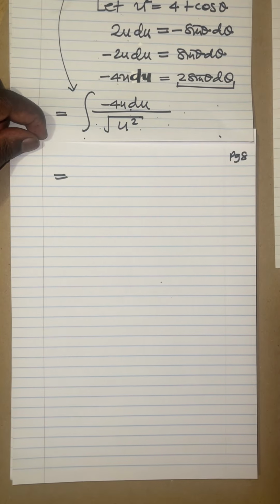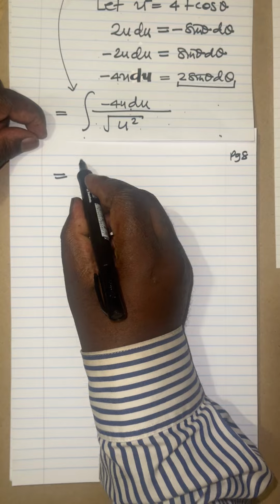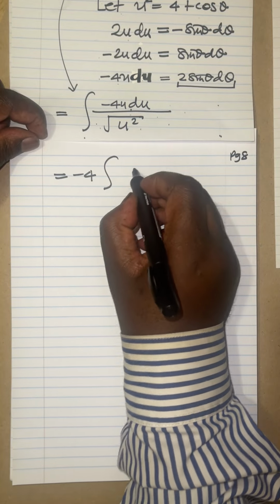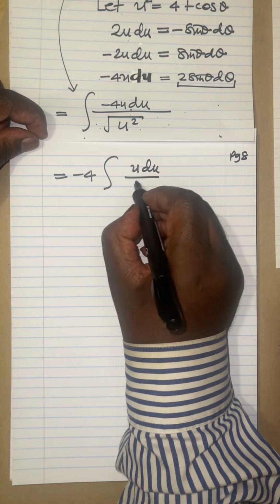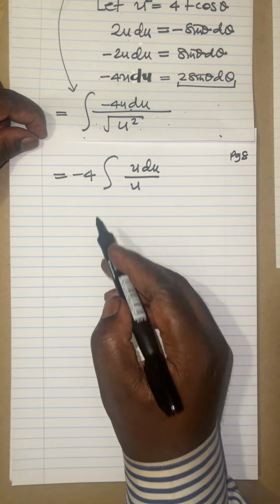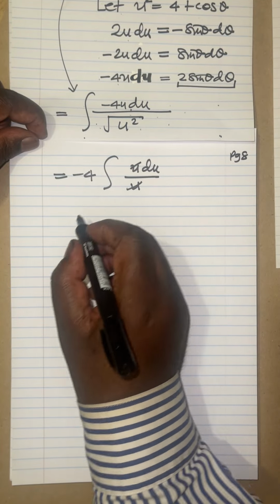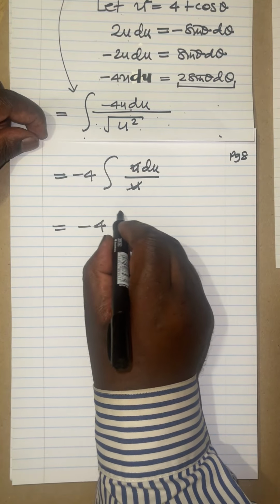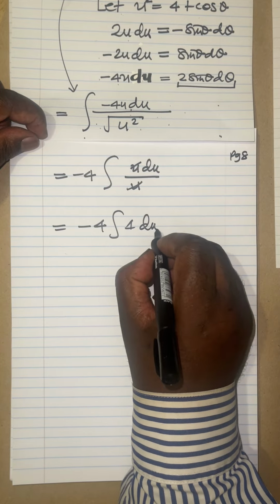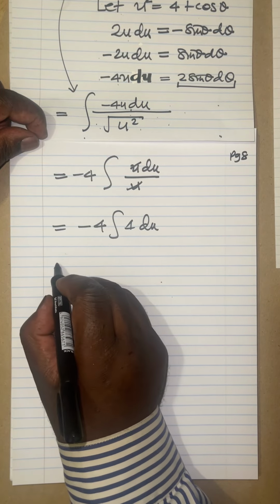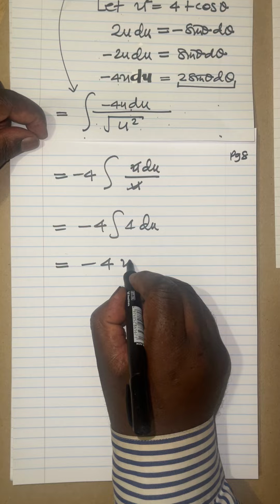All right, so take the minus 4 out: minus 4, the integral of u du all over u, because the square root of u squared is u. You can notice that these cancel. This is going to be minus 4, the integral of 1 du. Now, what is the integral of 1? Well, it is u in this case plus c.